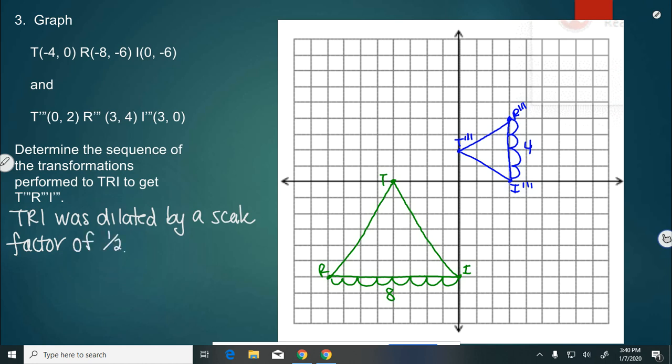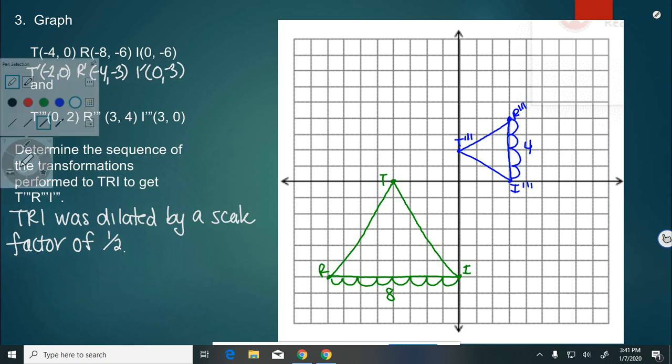So now we can go ahead and do that. So T prime, if I cut both those coordinates in half, is going to be -2, 0. R prime, if I cut it in half, is going to be -4, -3. I prime is going to be 0, -3. And let's go ahead and graph those.